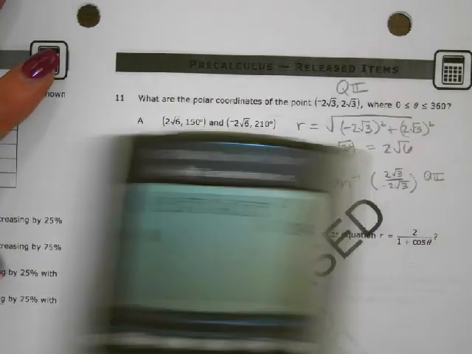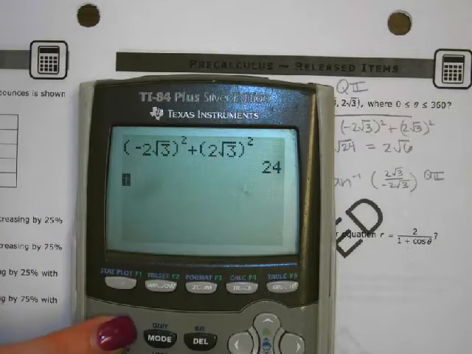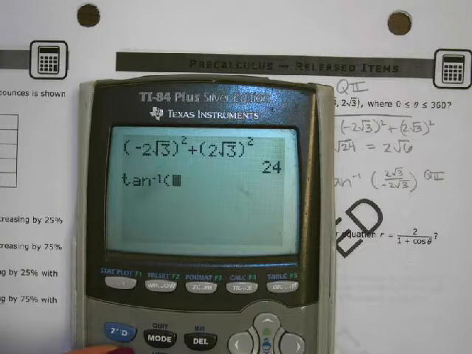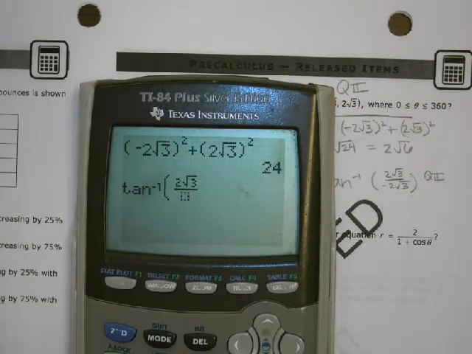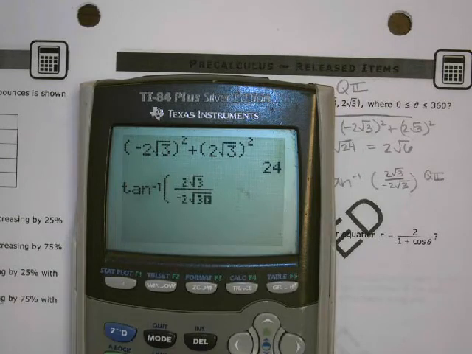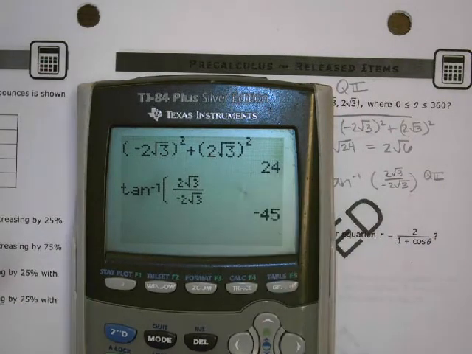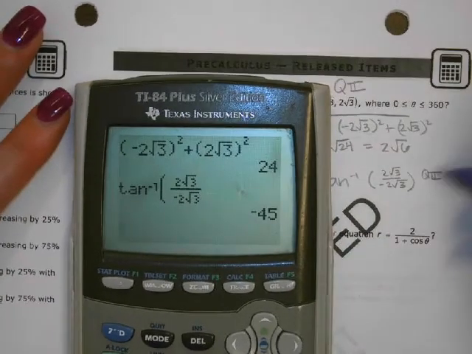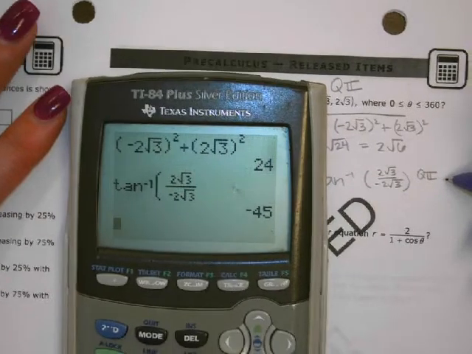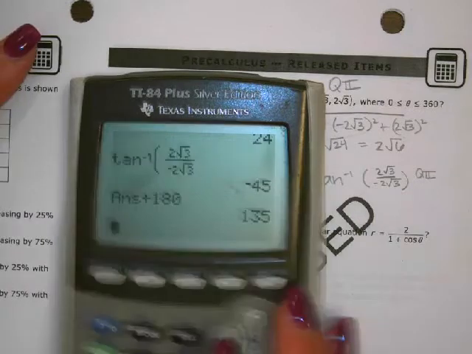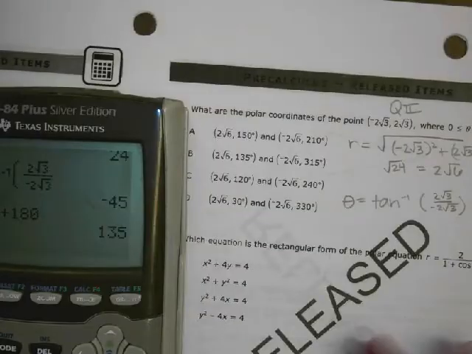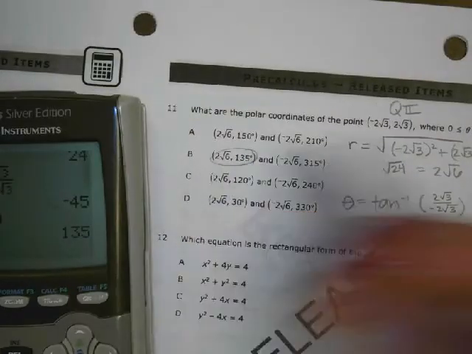That doesn't narrow anything down. So now we need to do tan inverse of 2 square root 3 divided by -2 square root 3, -45. Now, -45 is in quadrant 4. Remember, to get answers in quadrant 2, you need to add 180 degrees. So 135 is actually the answer that we're looking for. So that's this one right here.